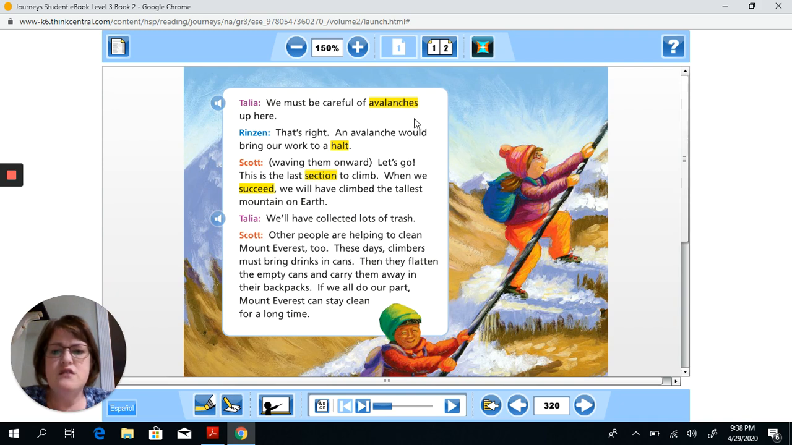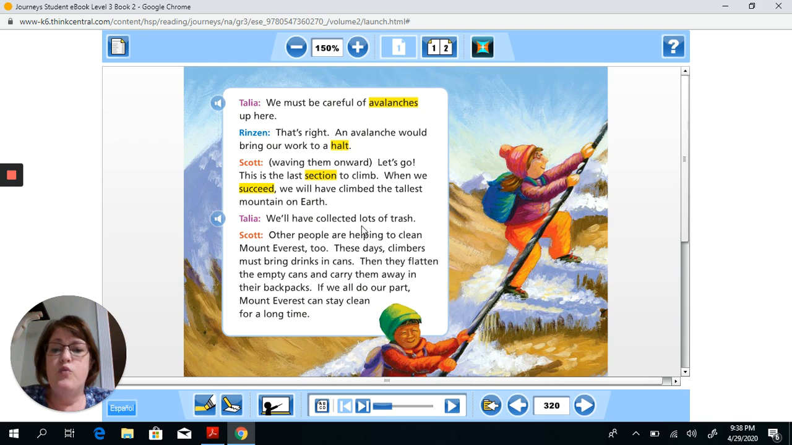Okay. Talia says, we must be careful of avalanches up here. Renzen, that's right. An avalanche would bring our work to a halt. Scott, waving them onward. So he's like, come on, guys. Let's go. This is the last section to climb. When we succeed, we will have climbed the tallest mountain on Earth.